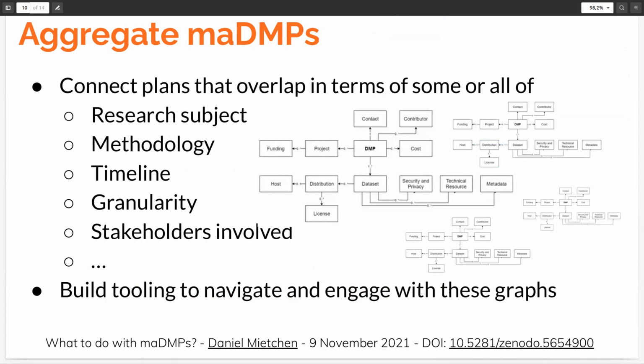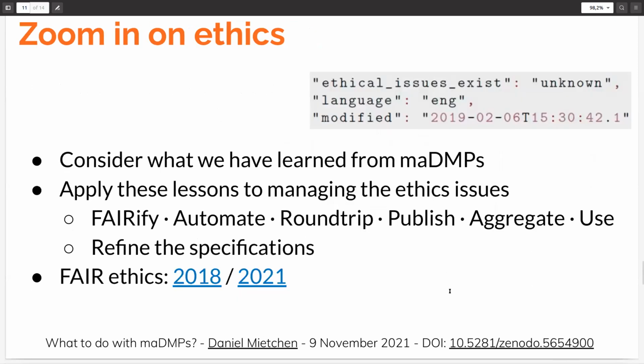Once we have a number of machine-actionable data management plans, we can also think about how to aggregate them. This can happen by a number of characteristics: research subject, methodology, timeline, granularity, stakeholders involved, and so on. This then will build essentially a graph of research data management, and so we need tooling to navigate that graph and to engage with it. For instance, to find gaps in the graph, or to find common problems, or to find ways in which different bits and pieces of the graph can enhance each other.